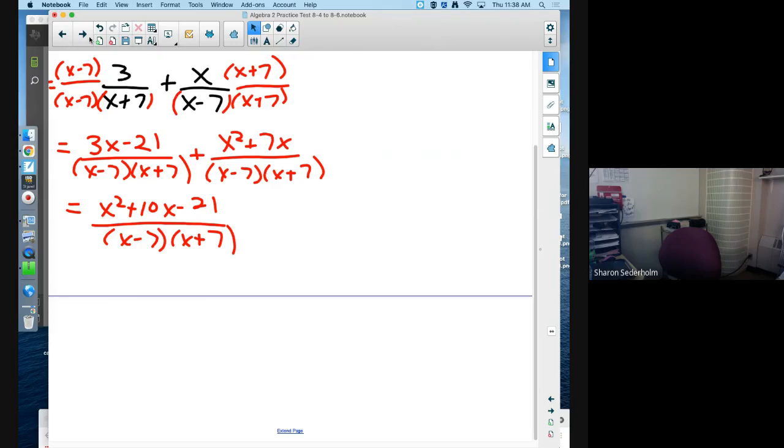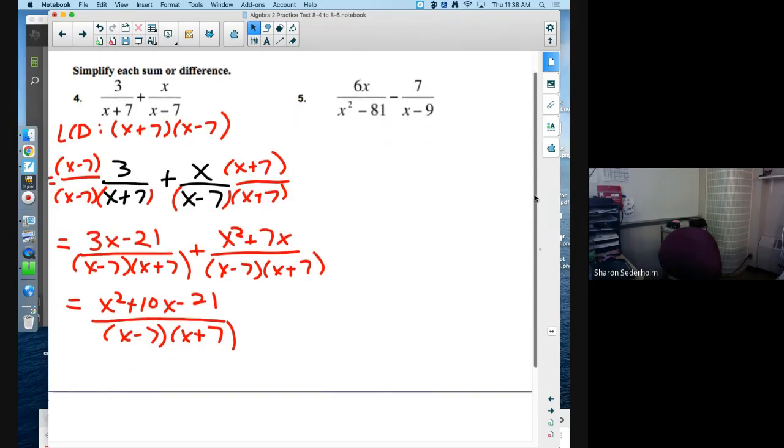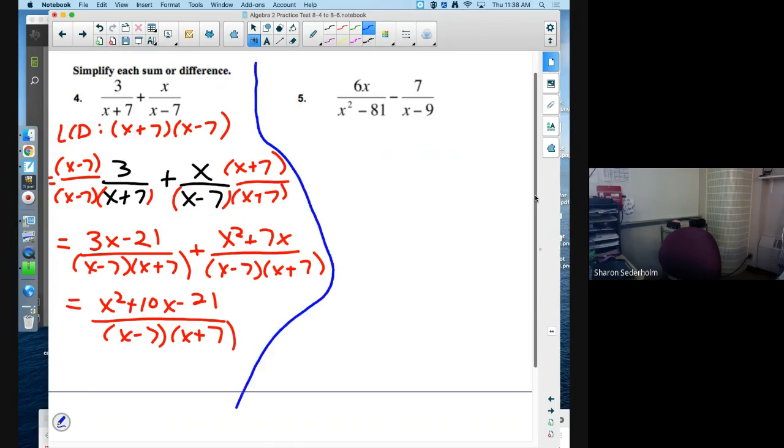We didn't have to give restrictions anywhere, did we? Nope. Directions don't say it. We don't have to do it. No restrictions for those. There are restrictions. I'm not going to take off points if you do them, but we don't have to on these.